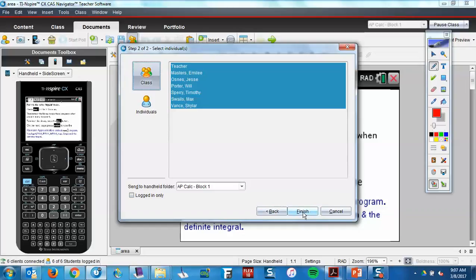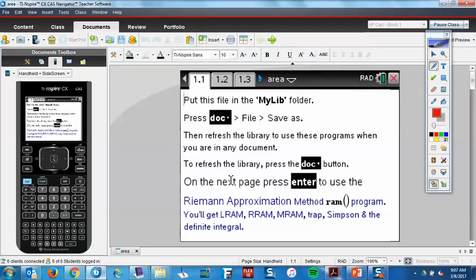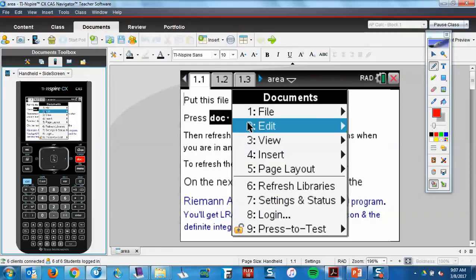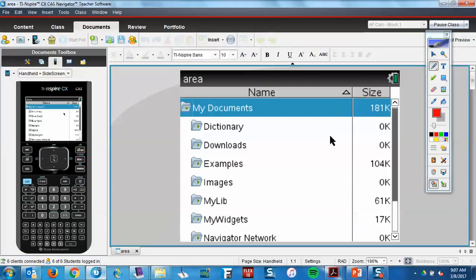Okay, you should be getting that. Now wait, what you want to hit here is just hit OK. Just choose OK on that. Okay? All right, now, what we want to do, it says we want to put this file in the My Library folder. MyLib stands for My Library. So actually we do want to open it up. So go ahead and go to your documents, or go to your home screen, I guess. Go to My Documents.